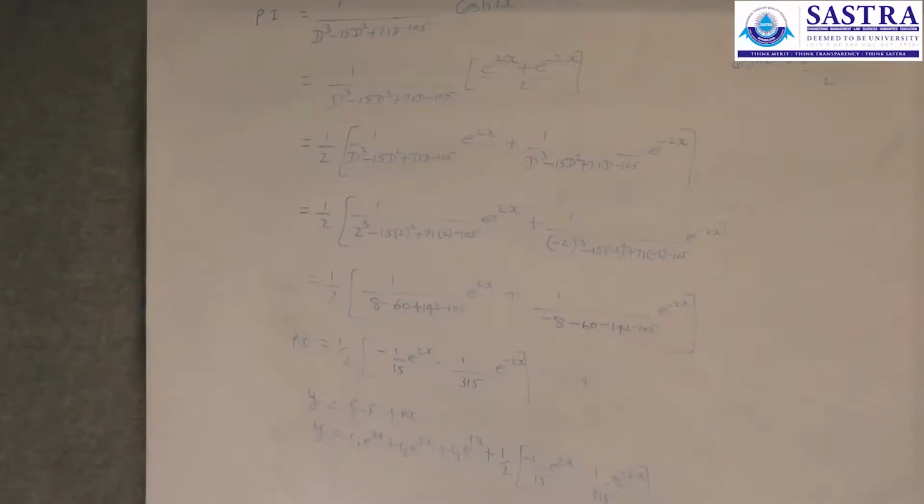Let me repeat. Solve (D square plus 5D plus 4) whole thing into y is equal to e power x into sinh 2x.